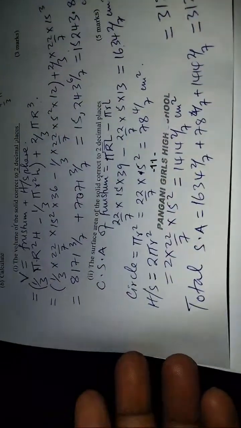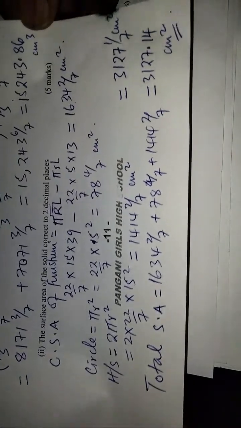These are square centimeters. Then we can now obey the instructions by making it 2 decimal places. Therefore, 1 out of 7 is 1.4. So we're going to have 3127.14 square centimeters. So that is basically how we should work out the surface area and also the volume of the common solids.